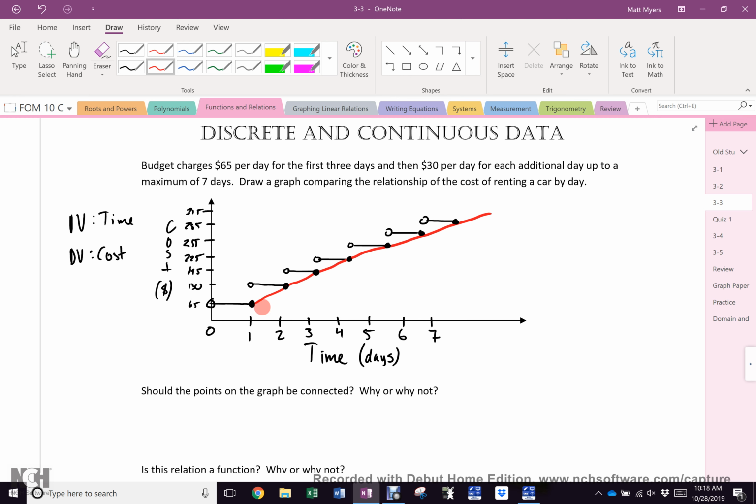That's why. What do I pay if I rent the car for one day? $65. What do I pay if I go past one day? Another 65, pay 130, yeah? If I draw that red line and I rent the car for a day and a half, wouldn't that mean I would be paying somewhere between there? Do I pay somewhere between there? No. So I can't even connect that line. This is done. Everybody cool?